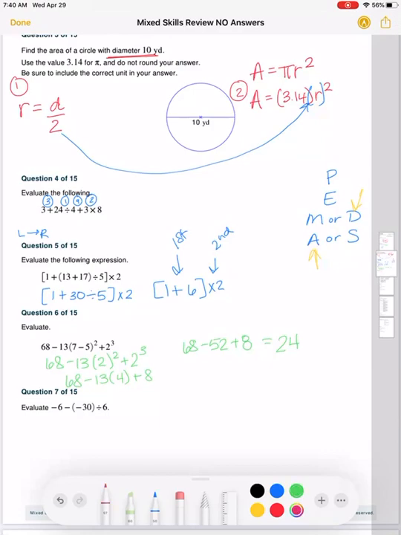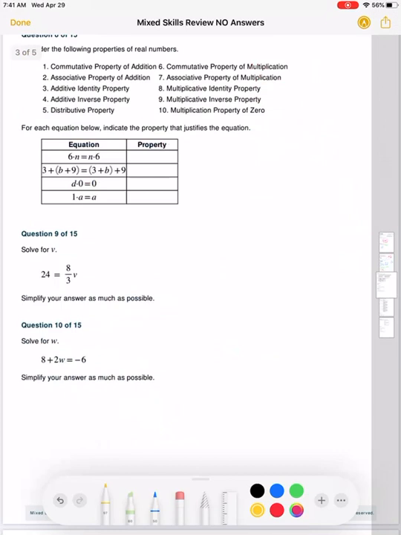Number 7. She's trying to trick you with all of these signs. Negative 30 divided by 6, you start here. So negative 6 minus negative 30 divided by 6 is negative 5. What happens when you have a double negative? It becomes a super plus. So this becomes negative 6 plus 5, which is negative 1.